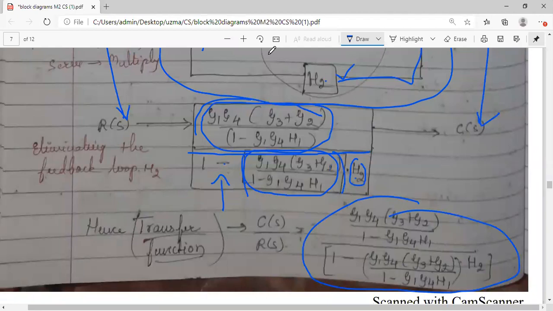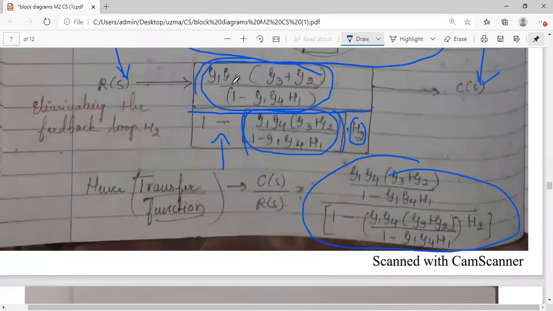Hope you have understood this. Any doubts in this, you can ask me, you can let me know. Put it in the chat box. I can explain one more time. Please be thorough with the rules. And with the problems, you'll be perfect by practice.